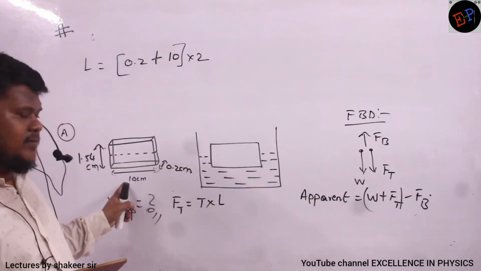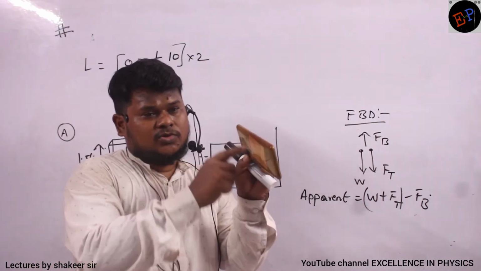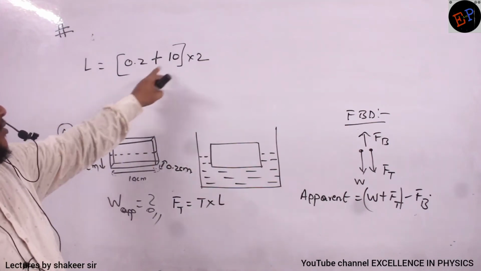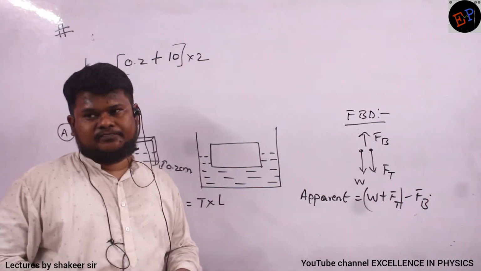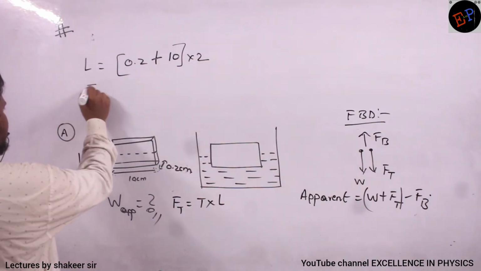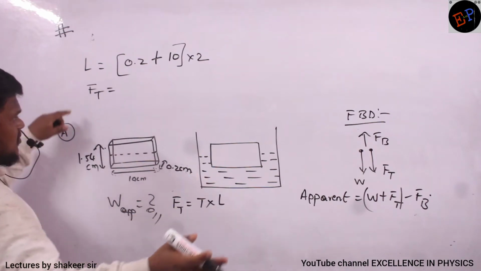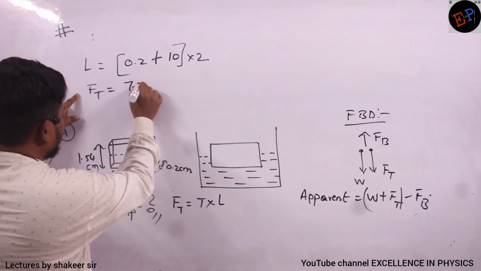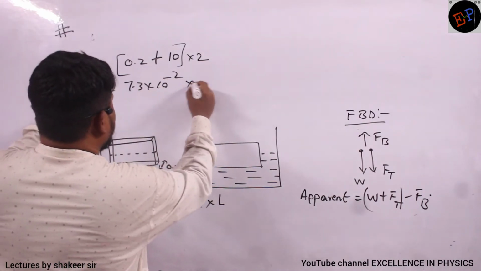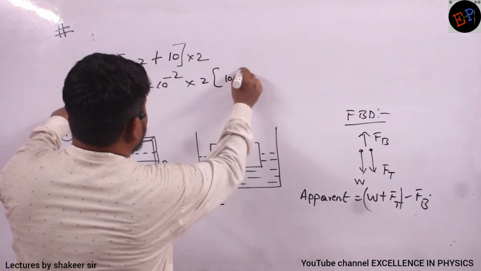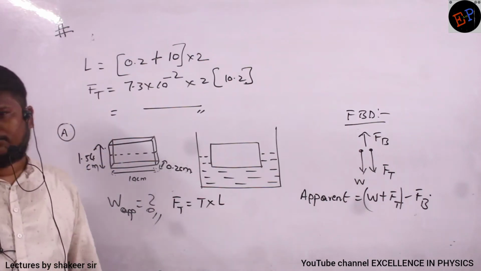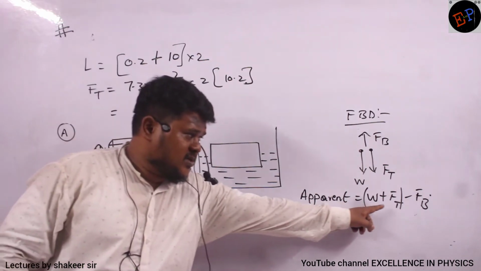Length is how much? 10. How many lengths are there? 2 lengths are there. How many breadths are there? 2 breadths are there. So therefore 2 into 0.2 plus 10. That is L value. Are you able to understand how we should take L value? Clear, ma? So therefore surface tension is how much? Surface tension T value how much he gave, ma? 7.3 into 10 power minus 2. Multiplied by 2 into 10.2. If you calculate this one, this is the total surface tension force which is acting. Is it clear? Okay. So surface tension I have calculated now.